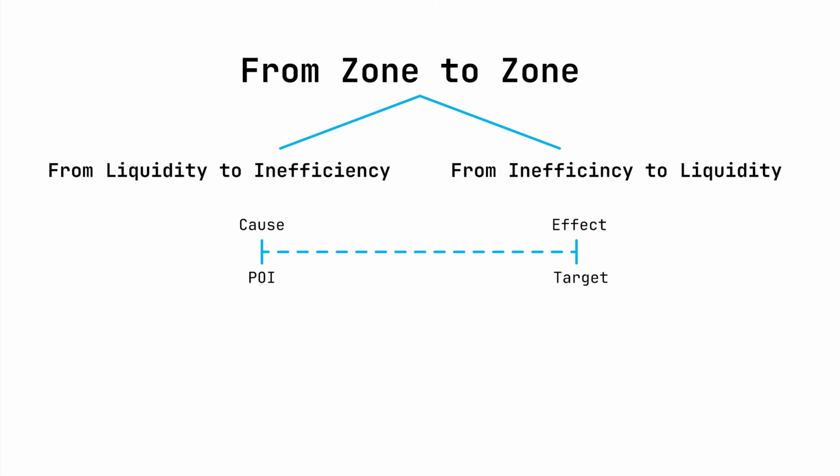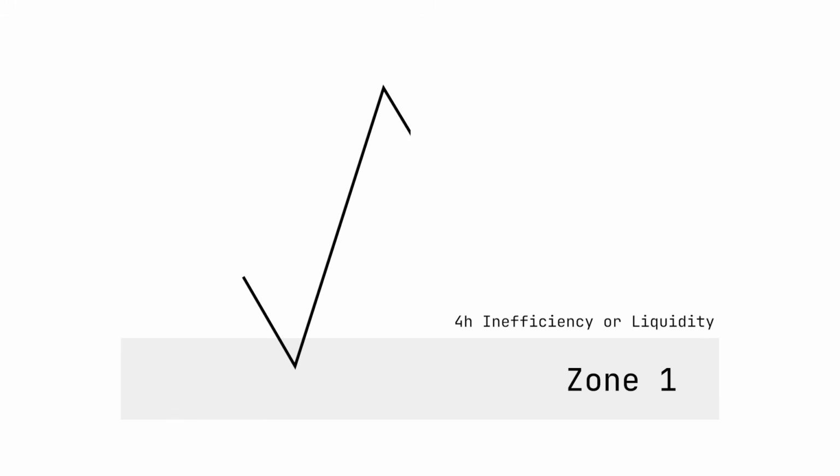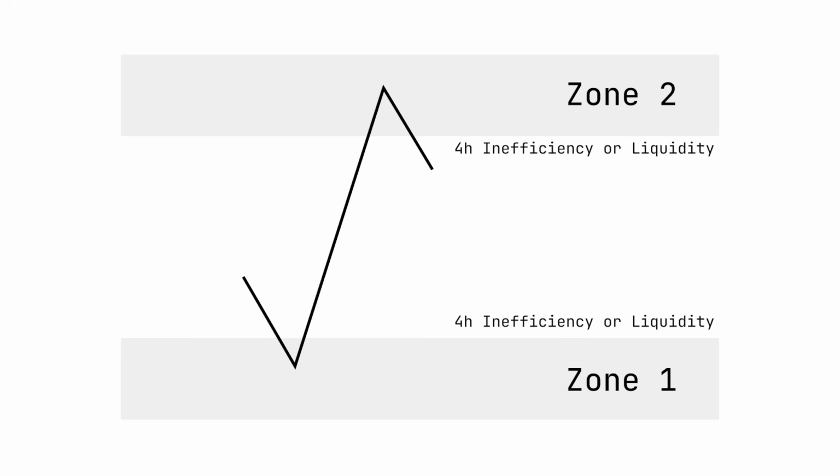However, it's crucial that all these zones are located on the same time intervals for them to function correctly. Thus, every move has a cause and effect, or more precisely, a point of interest and a target. This can be illustrated schematically as follows. For example, we have Zone 1 on the 4-hour time frame, which could be inefficiency or liquidity. In the context of testing and reaction from this zone, the price will likely reach Zone 2, also on the 4-hour time frame, in the form of liquidity or inefficiency.